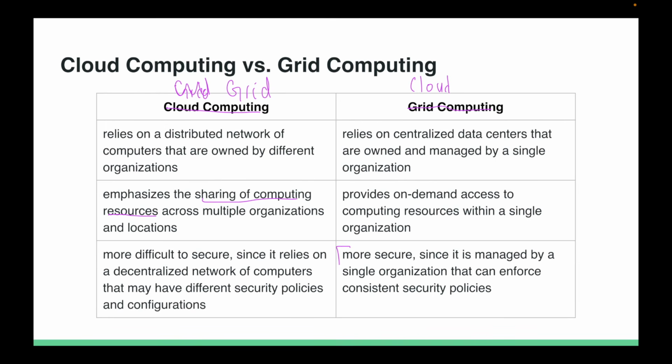Now, I will say that one significant point of comparison is because, as we said before, you're utilizing multiple spread out networks, it's more difficult to secure because they may all have different security policies and configurations. Versus with cloud computing, you're usually using one or more centralized data centers. And this centralized nature of cloud computing means that you can enforce a single consistent security policy and therefore more easily maintain security over computing resources.